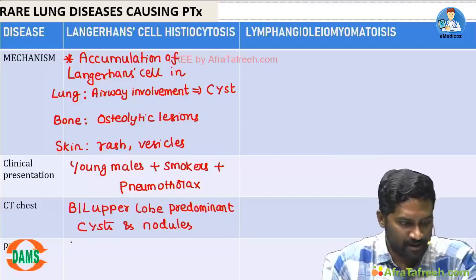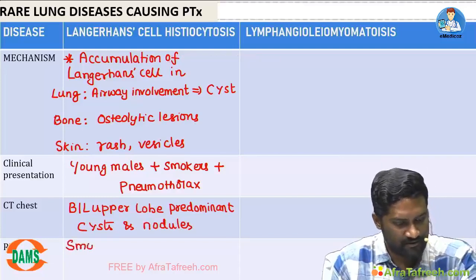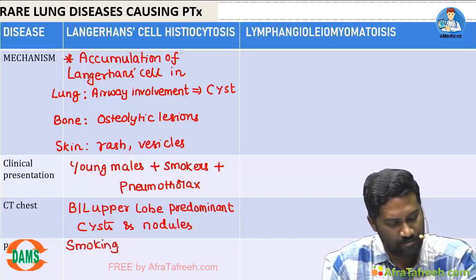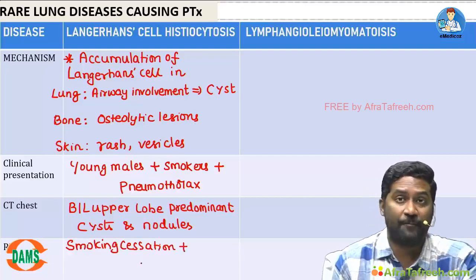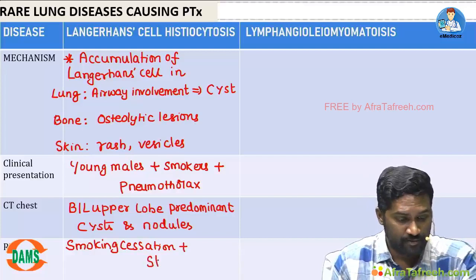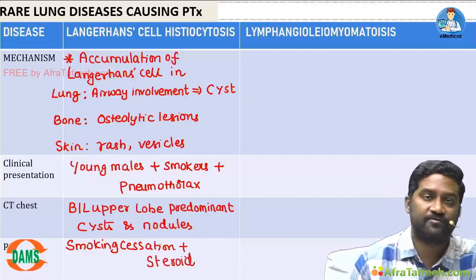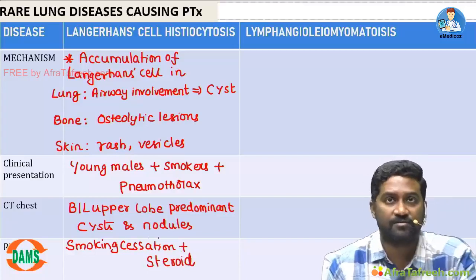Then treatment is generally smoking cessation, which nobody will do. Along with that, these Langerhans cells are also some abnormal immune cells. To bring down the immune response, you may need to give steroid, smoking cessation along with steroid.